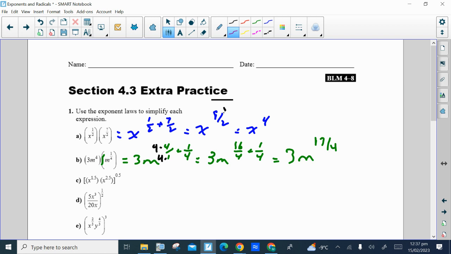Question C. I would work inside the square brackets first. You're multiplying powers with the same base. The law says you add the exponents and keep the base the same. So it'll be x to the 1.5 plus 2.5, to the power 0.5. 1.5 plus 2.5, you can add those together. You'll get x to the 4, raised to the power 0.5.